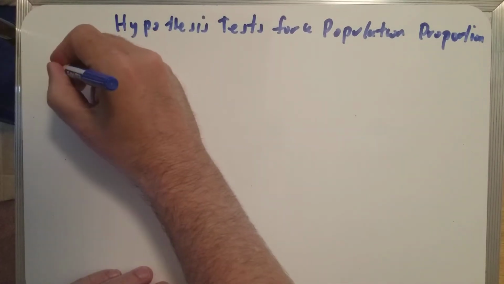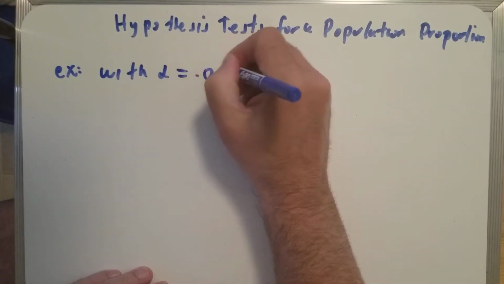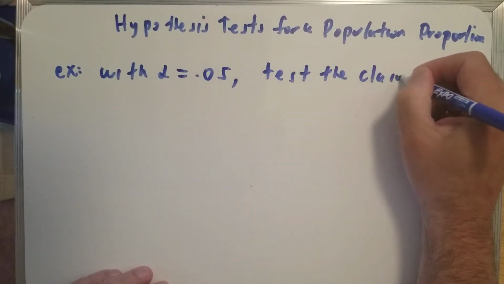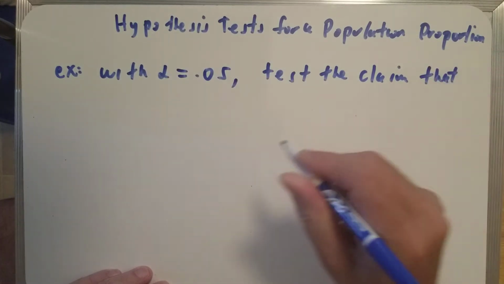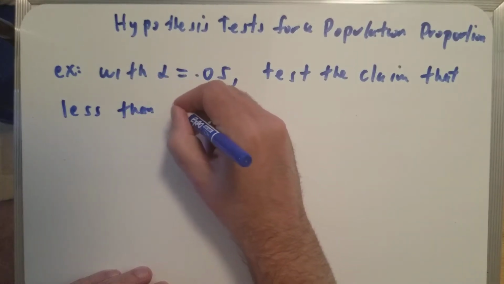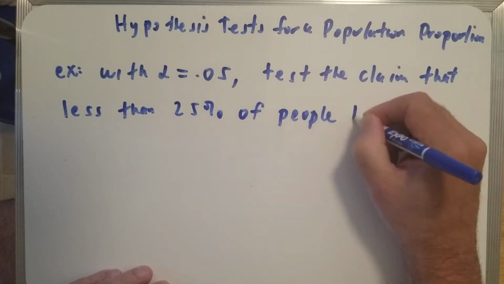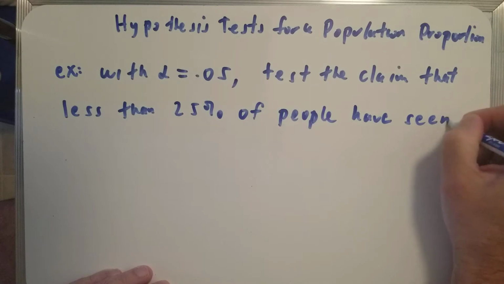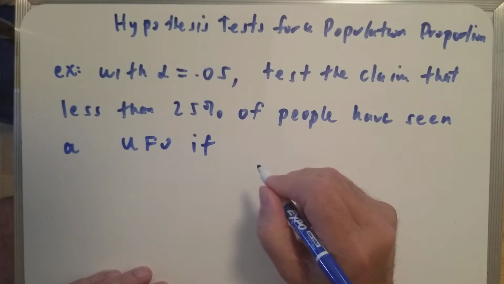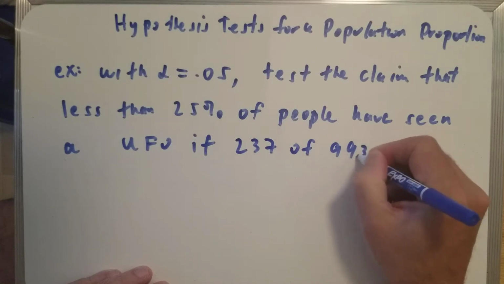So here's an example with alpha equals 0.05. Test the claim that less than 25% of people have seen a UFO if 237 of 993 have.